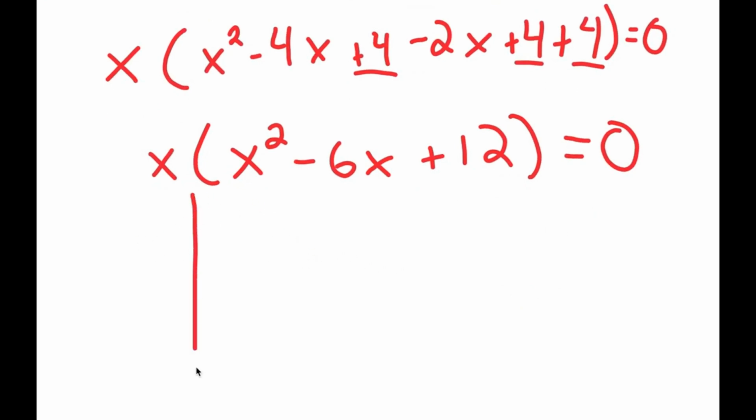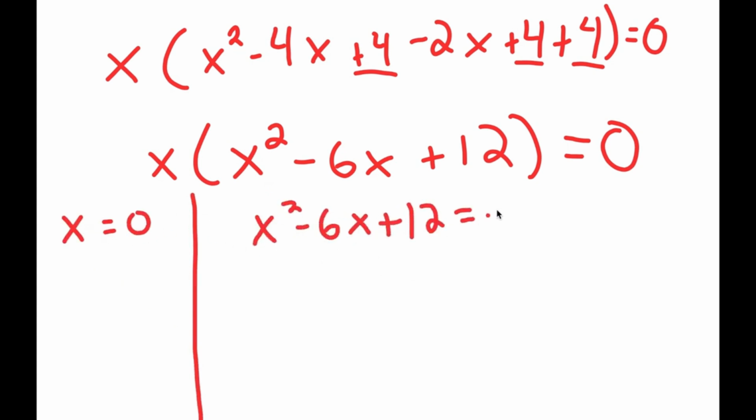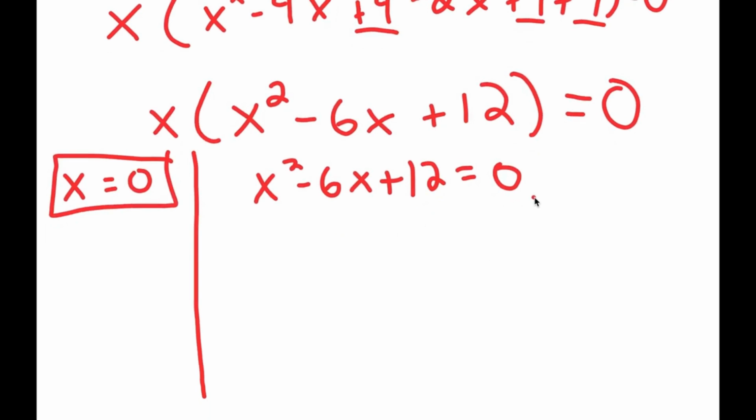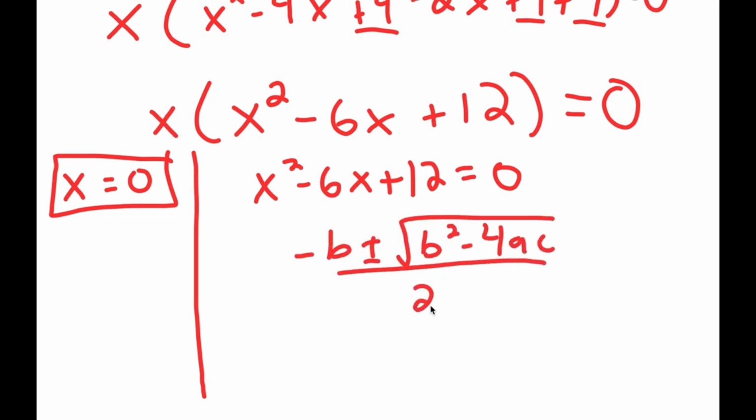Now from here, this gives me two equations. I get x is equal to 0, and I get x^2 - 6x + 12 is equal to 0. So x equals 0, this is already a solution. And for x^2 - 6x + 12 = 0, to solve this, we're going to have to use the quadratic formula, which is negative b plus or minus the square root of b^2 - 4ac, all over 2a.